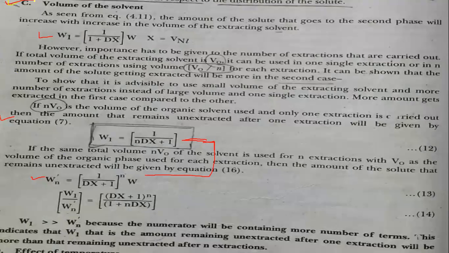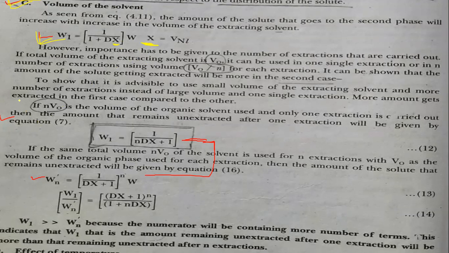Then volume of solvent. From the formula itself, you can see that as the volume of solvent increases, the amount of extraction also increases. Okay, so this is the ratio X. We know that ratio X is Vo upon Vw, right? Now see what happened here.